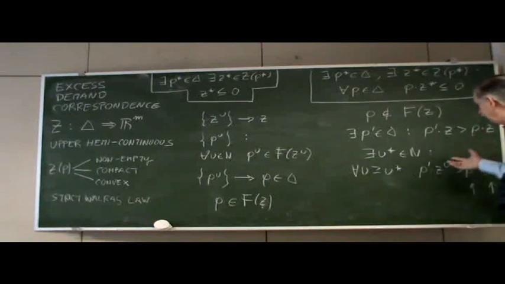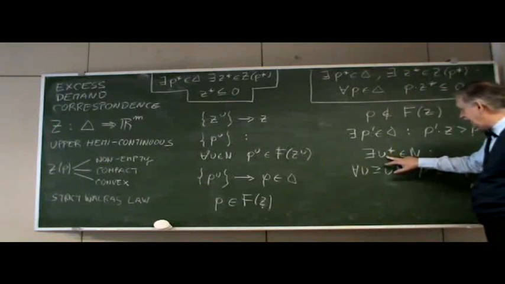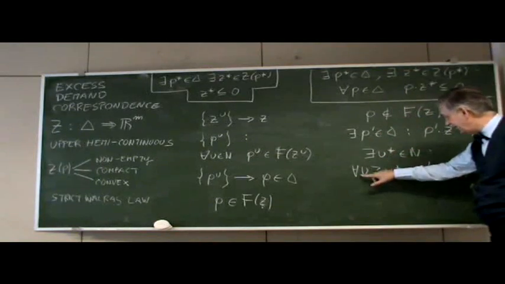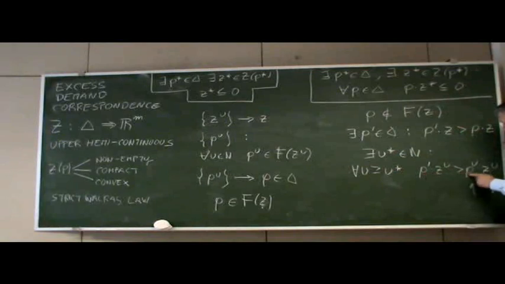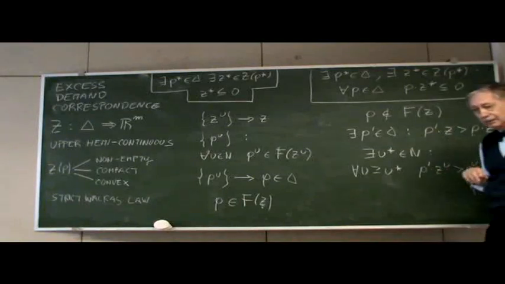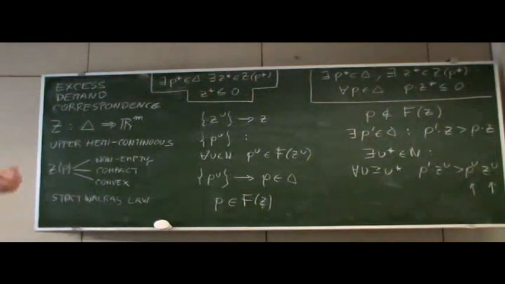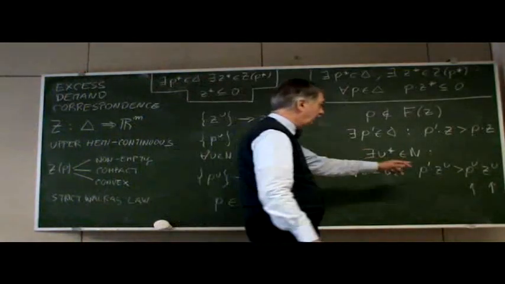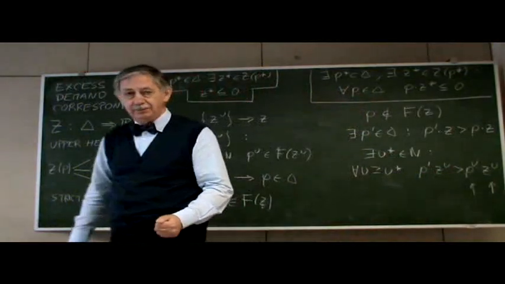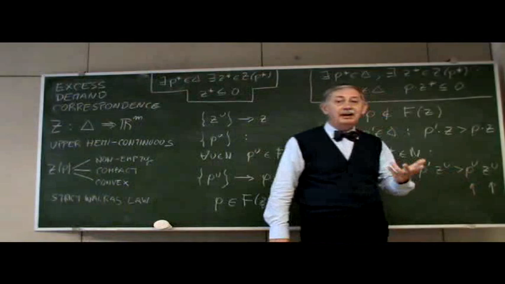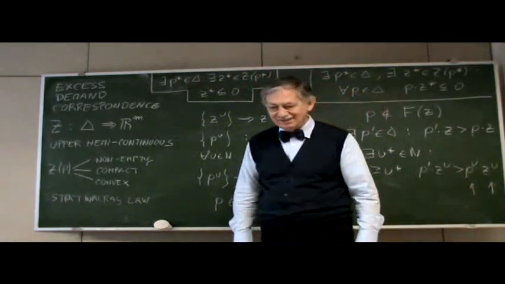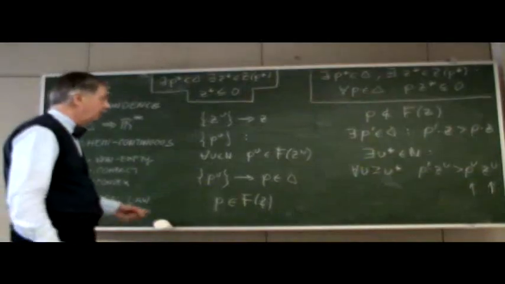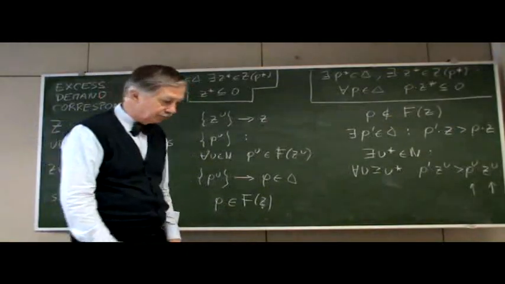But by continuity of the linear product, there exists a sufficiently high index n star such that for every n greater or equal to n star, also p prime times z_n is greater than p_n times z_n. Why? Because z_n converges to z and p_n converges to p. By continuity, from a certain index n star, also this inequality should be verified. But this is impossible because when you consider z_n, p_n is the vector which maximizes the value of z_n. It is impossible that there is another vector which associates with z_n a higher value than p_n. So our correspondence f is upper semicontinuous.